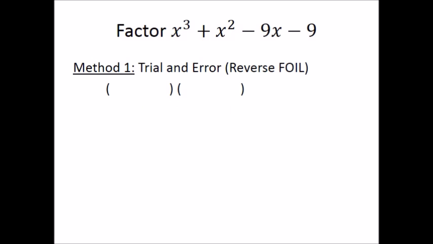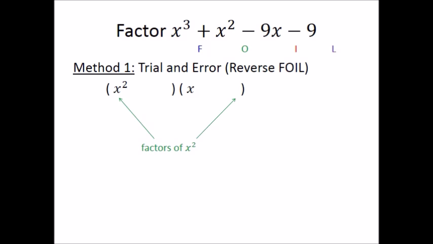I'll factor the expression x cubed plus x squared minus 9x minus 9 by grouping with the trial and error method. First, think of each of the four terms as part of the acronym FOIL. So whatever I place in the first positions needs to multiply to equal x to the third. I'll use x squared and x as my factors of x to the third.